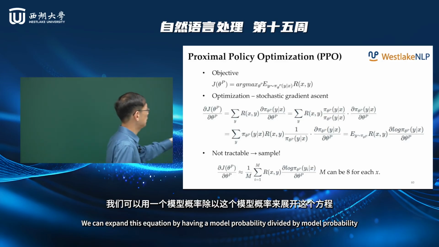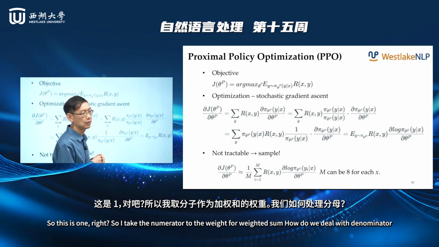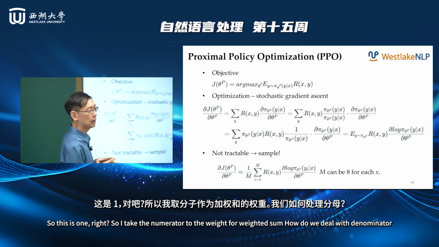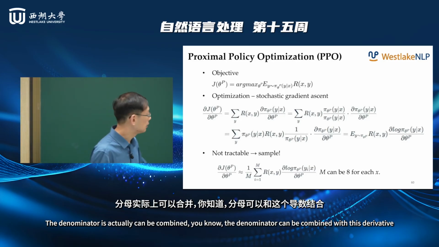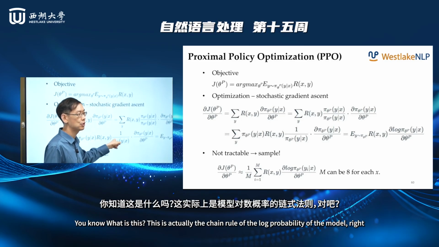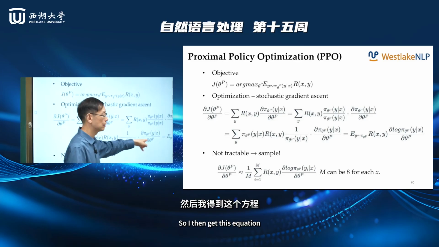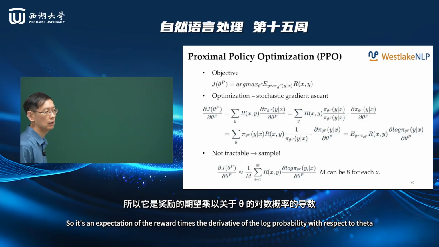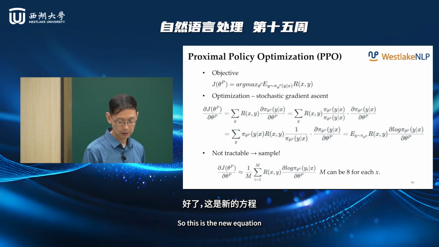We can expand this equation by having a model probability divided by model probability. So this is 1, right? I take the numerator as the weight for the weighted sum. How do we deal with the denominator? The denominator can be combined with this derivative. What is this? This is actually the chain rule of the log probability of the model. So I then get this equation: an expectation of the reward times the derivative of the log probability with respect to theta. So this is the new equation.